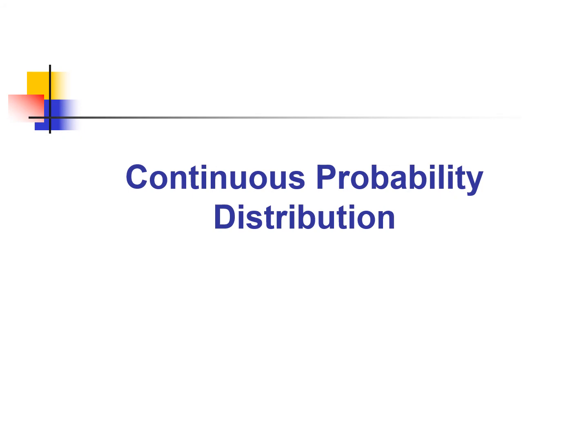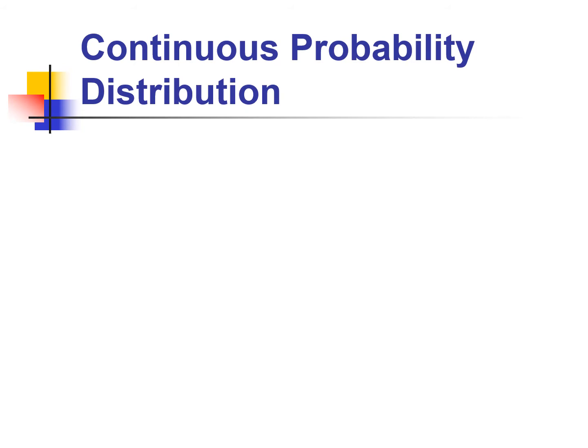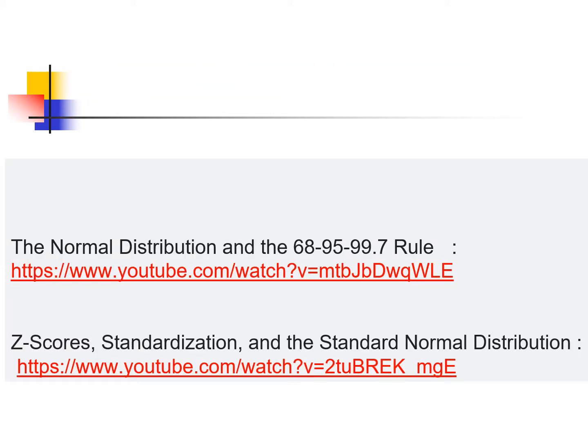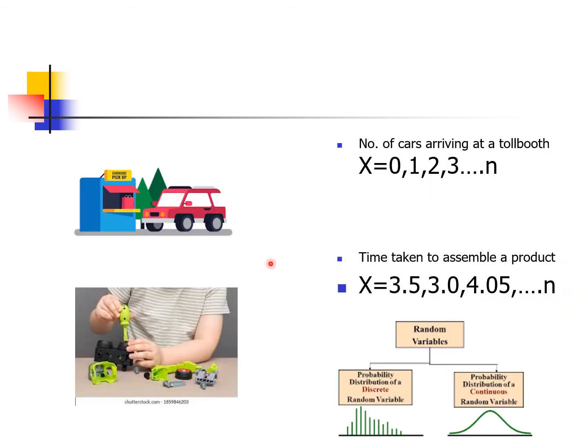Let us study continuous probability distribution. In our syllabus, we will be studying normal distribution. A random variable is a variable that contains the outcome of a chance experiment.